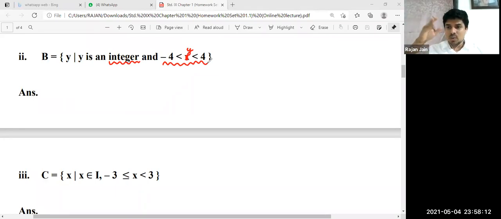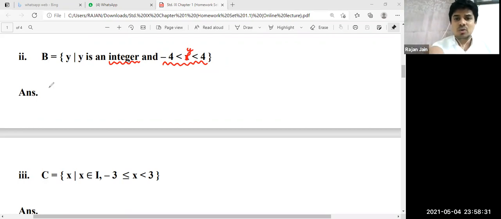अभी integers क्या होते हैं? All the natural numbers 1, 2, 3, 4 till infinity, 0, and all the negative numbers. Basically fractions and decimals नहीं आएंगे. Clear? Now I want numbers between -4 and 4. There is no less than equal to sign. So -4 and 4 will not come into picture.